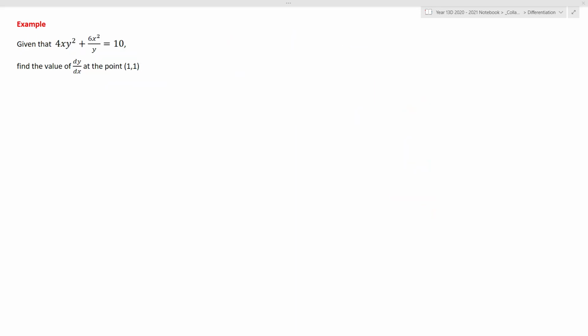Okay, so we've got a different challenge here. Given that 4xy squared plus 6x squared over y is equal to 10, find the gradient at this point. So let's take our function: 4xy squared plus 6x squared divided by y is equal to 10. Now in order to differentiate this, I'm going to have to call in the product rule for the first term, 4x times y squared, and then the quotient rule for the second. So it's quite a challenge.